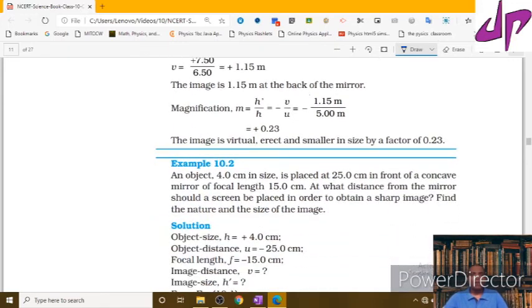And for the concave mirror, here you can see in the second example, the concave mirror focal length value in the problem is given as 15 centimeter, but we should take it as minus 15 centimeter because of the sign convention. So this is a small observation and we should carefully apply it to the given problem.